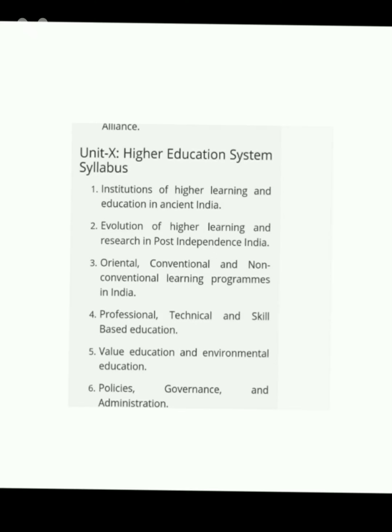Now the last and 10th unit of paper 1 is about the higher education system. After independence, what is the higher education system in India? We have the oriental method, and conventional and non-conventional learning programs. What are these programs? What are the important aspects of these programs? Then we have professional, technical and skill-based education systems. Under these headings, you will study a few important points. Then we have value education, environmental education, policies, governance and administration.